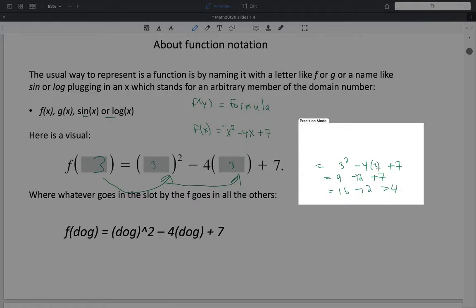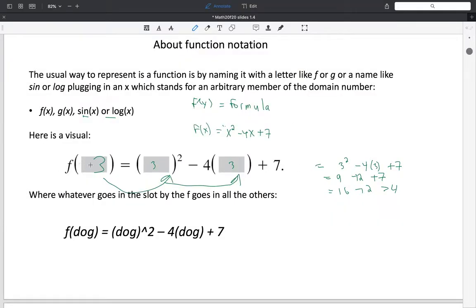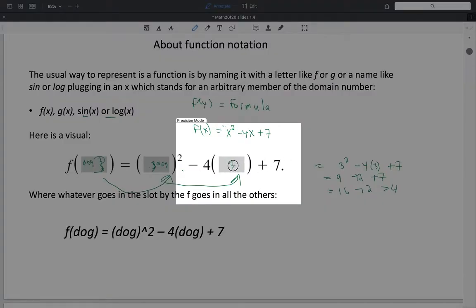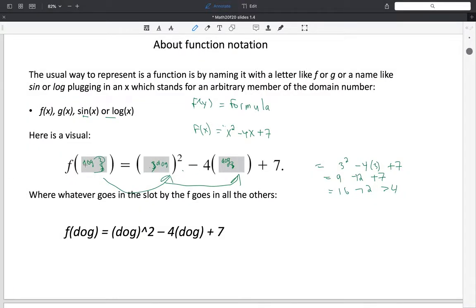Okay. Now, this can be absurd. If I put dog here, imagine the 3's not there anymore, then that means this gets filled with dog automatically, and that would mean that this would also get filled with dog. So it's really mindless. Whatever goes here, goes here. So again, and I'm being absurd, f of dog would be dog squared, minus 4 times dog, plus 7.